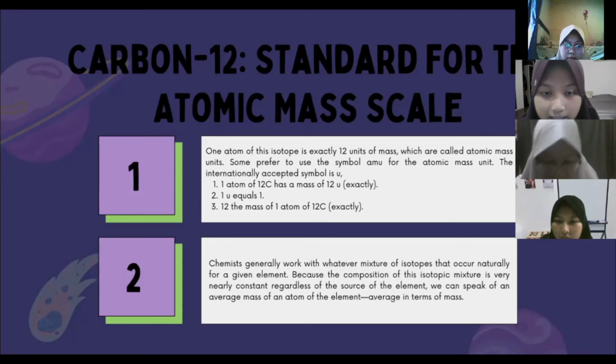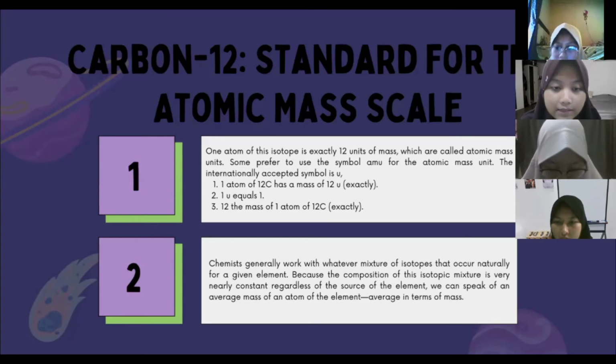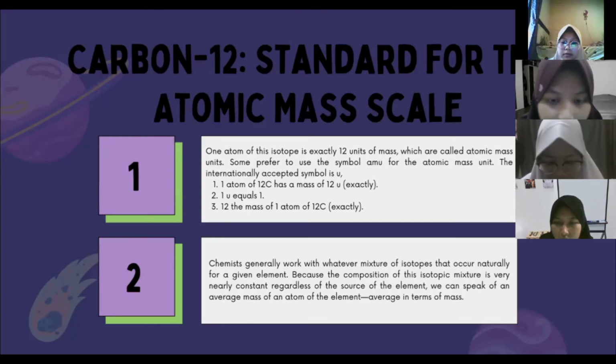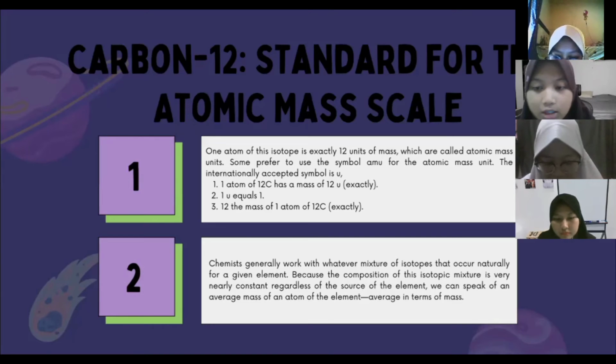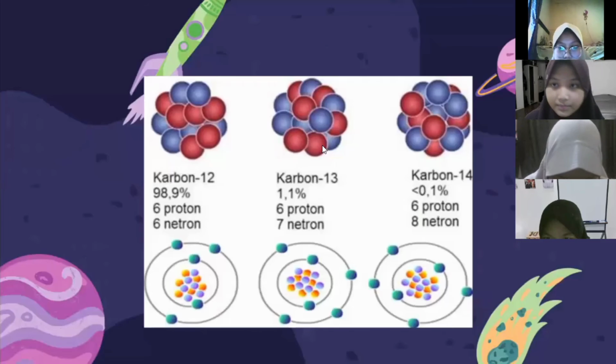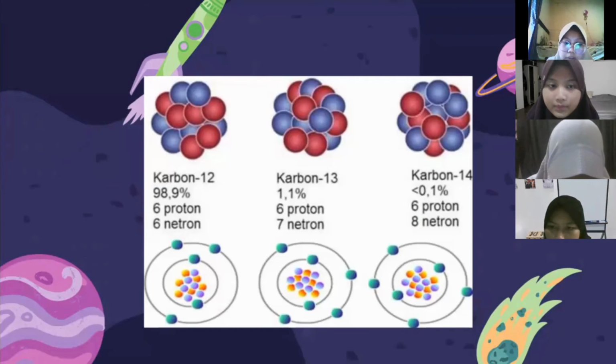Second, chemists generally work with whatever mixture of isotopes occurs naturally for a given element. Because the composition of this isotope mixture is very nearly constant regardless of the sources of the element, we can speak of an average mass of an atom of the element. Oh, I see that. So carbon-12 has exactly 12 atomic mass units. Yes. How about the isotopes of carbon?